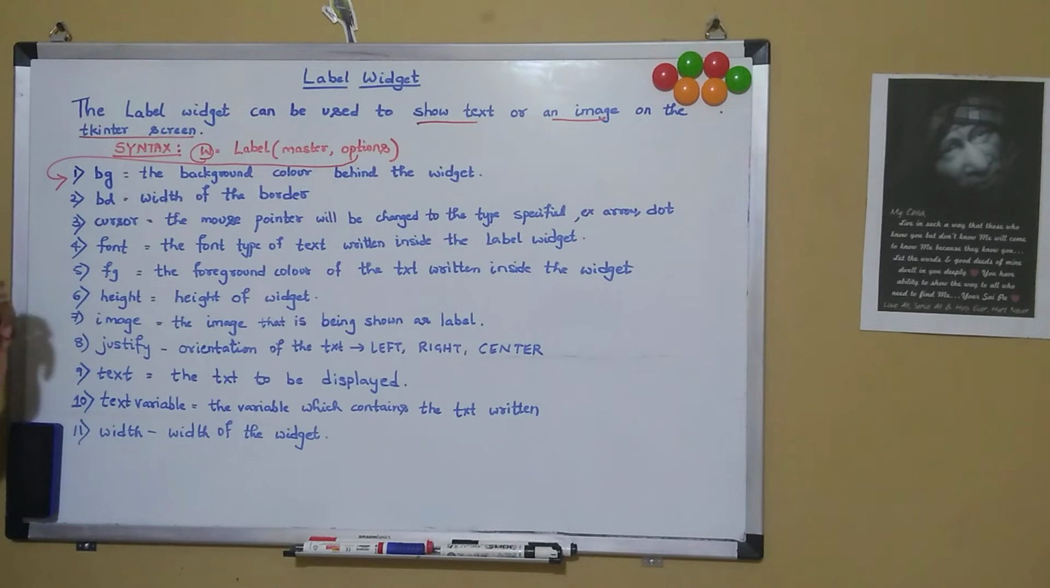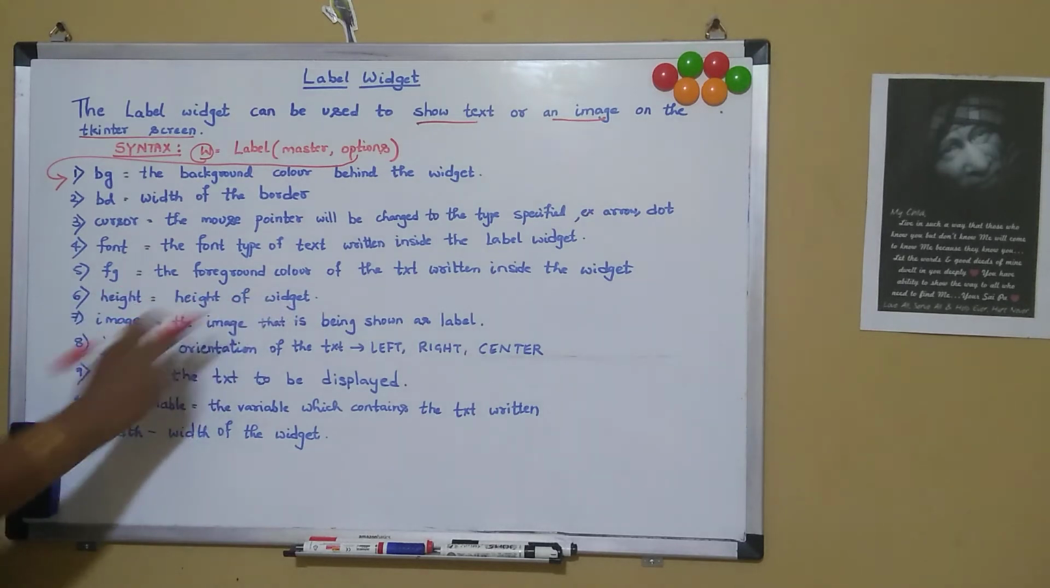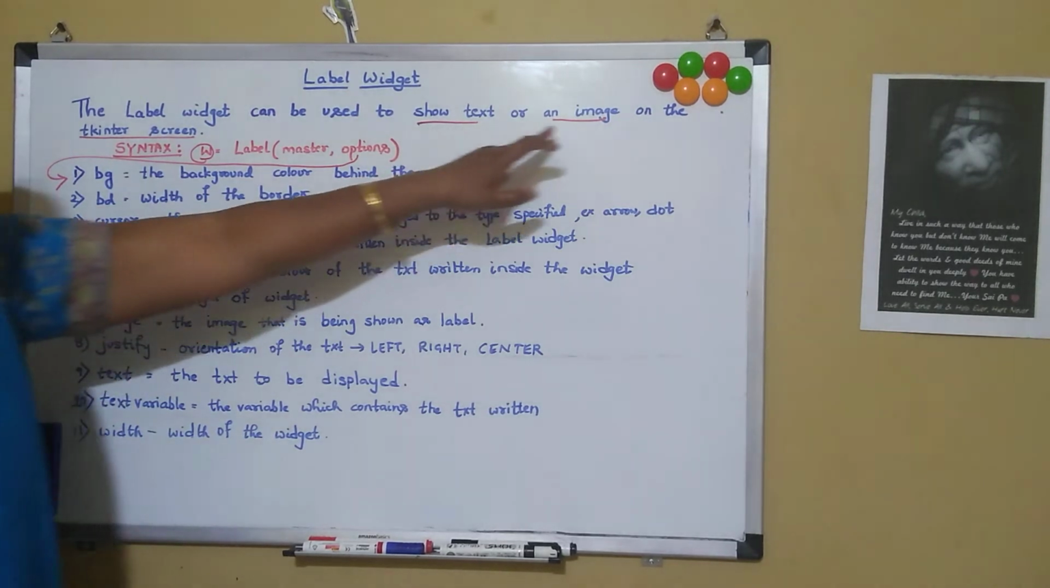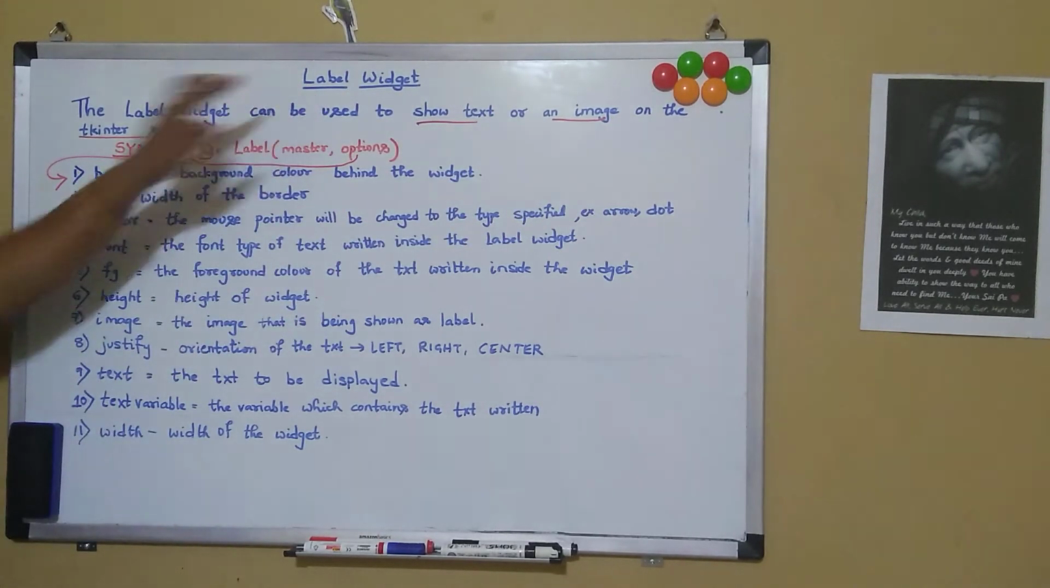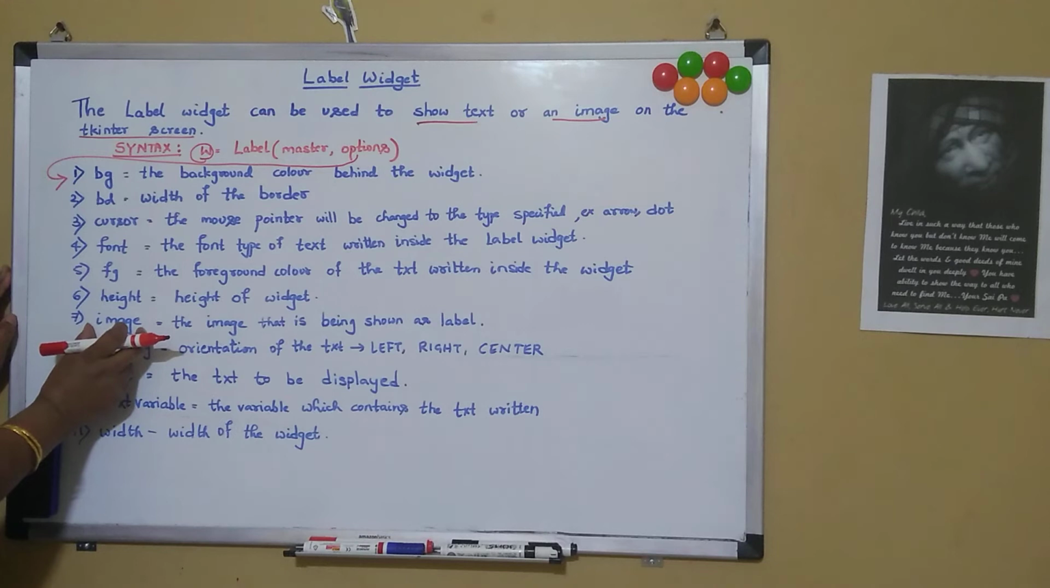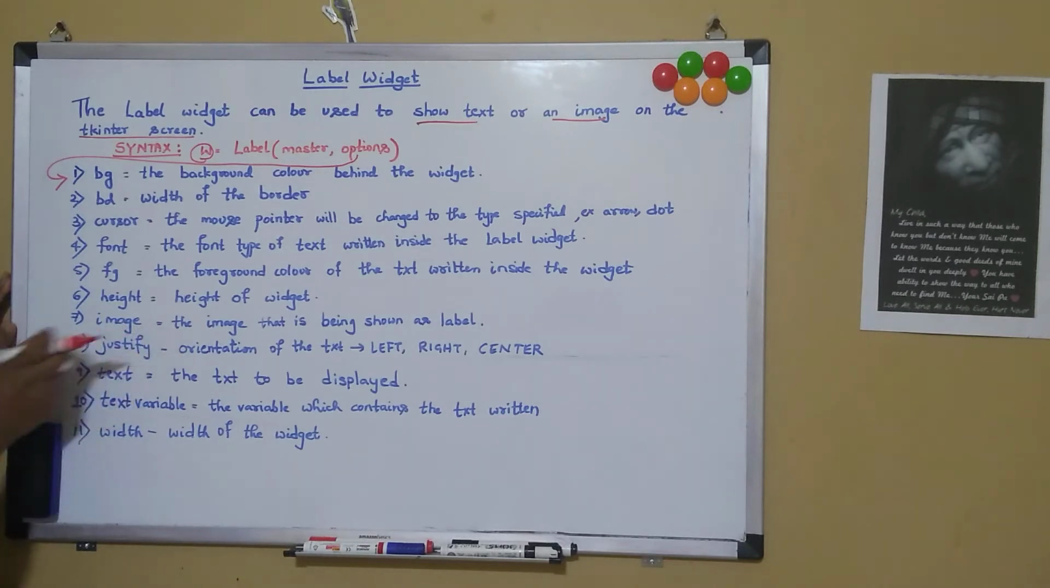We all know that the label widget is used to show some text. So the background color is represented by BG and the foreground color is represented by FG. So the text color is represented by FG. We will look into it in an example. Then comes the height, which specifies the height of the widget. Then is the image. We can also insert an image with the help of the label widget on the Tkinter screen. Whatever image we want to insert can be specified with the image parameter.